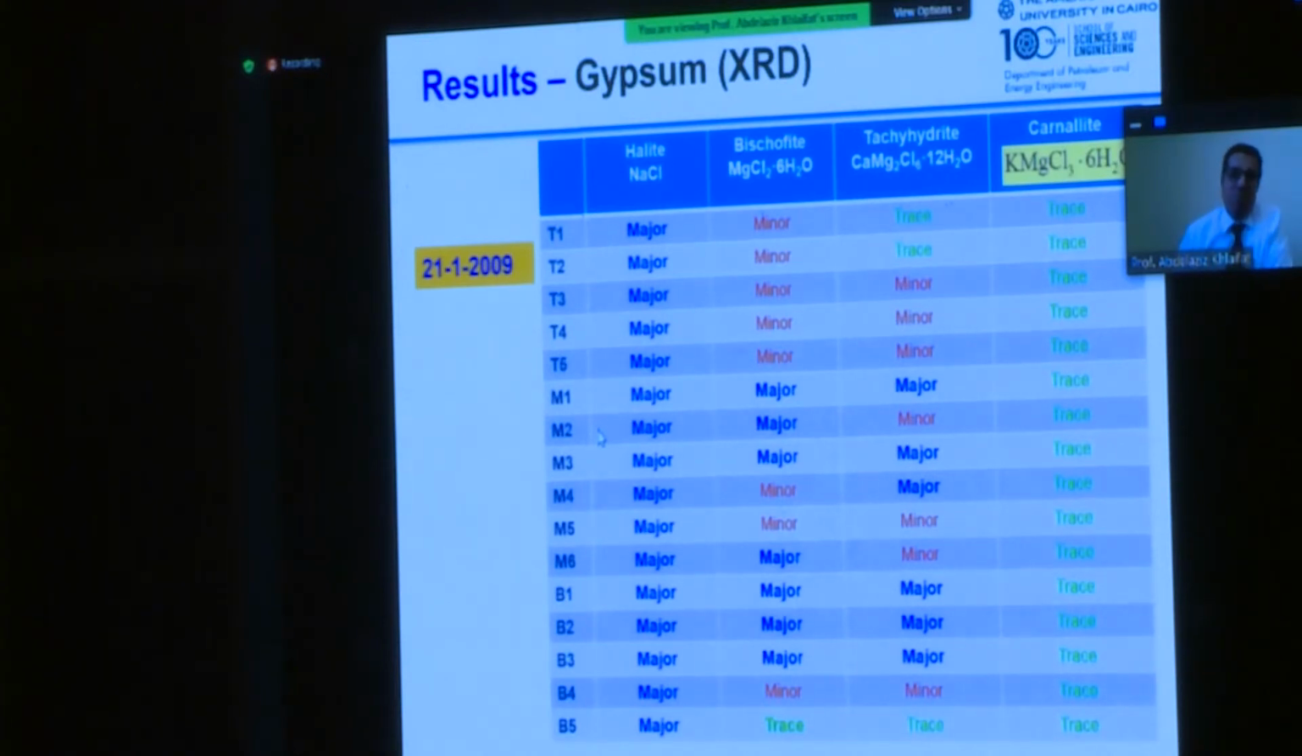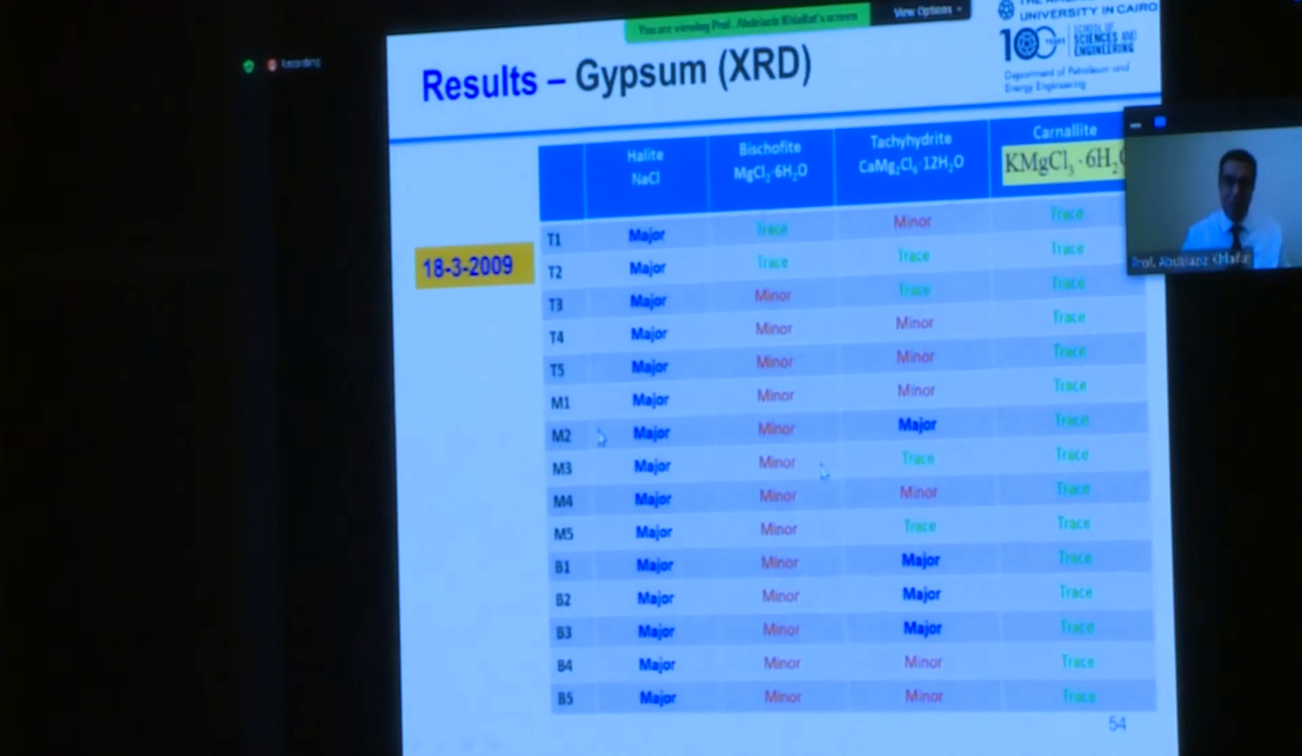Now what we observed as per the analysis of the samples collected at the top of tank 1, top of tank 2, 3, etc., for 5 tanks, and the middle of the tanks and at the bottom, is that halide is the major element in all tanks, bischofite was major and minor, and we have some traces of carnallite showing up. Now, as time goes on, we expect bischofite to get less and to get converted into carnallite.